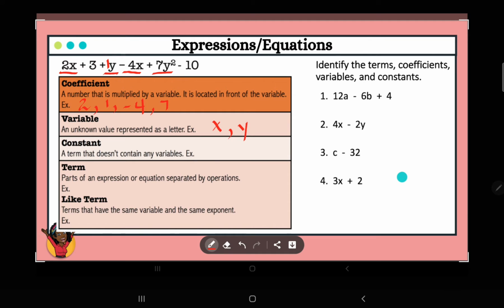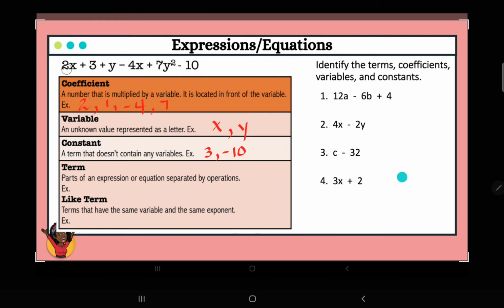A constant is a term that does not contain any variables, and the only two terms that I see are positive 3 and negative 10. So my constants are positive 3 and negative 10.